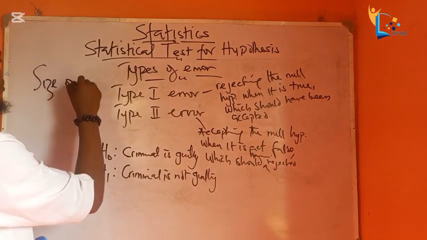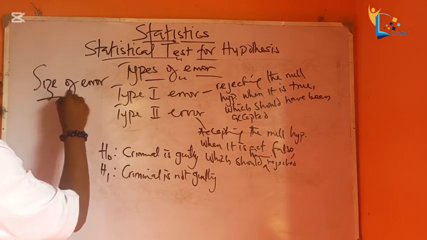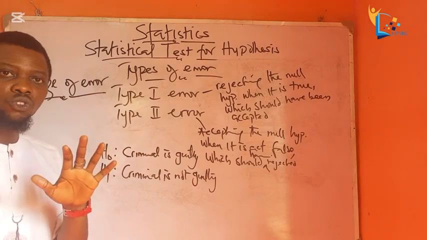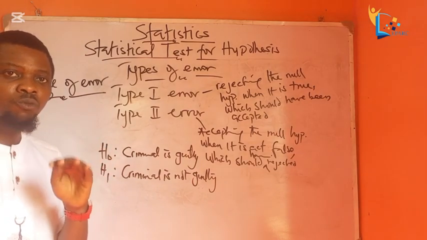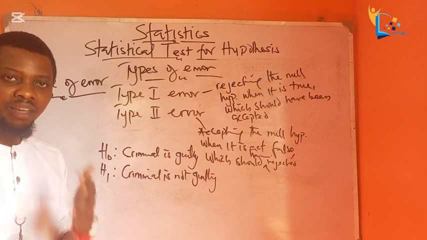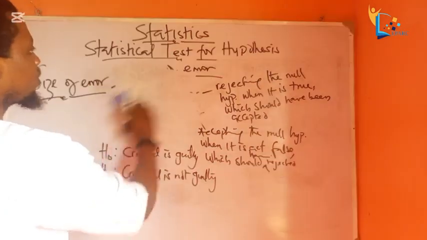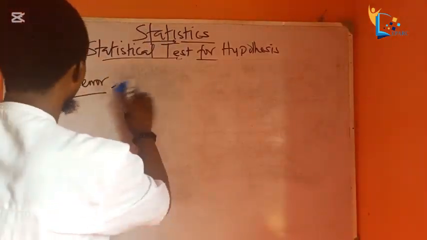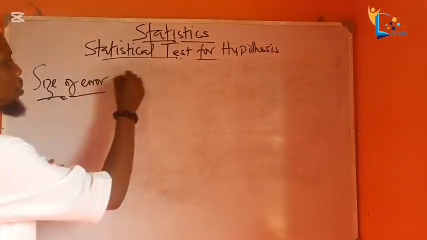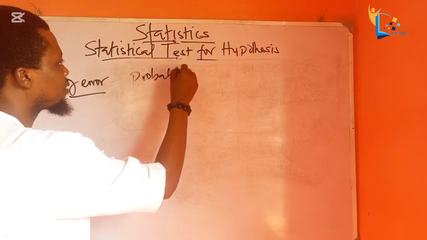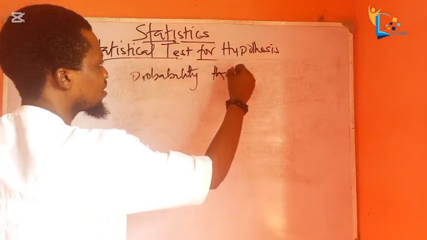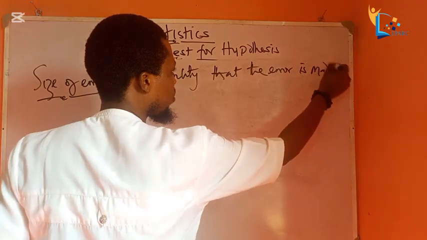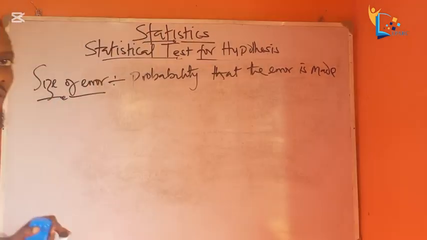So now, this leads us to what we call the size of error. We are going to know what that is all about. Are we together? Use the comment section if you don't understand. Let me explain them more. So, now, when we say size of error, it is the probability that the error is made. That's what we refer to as size of error.